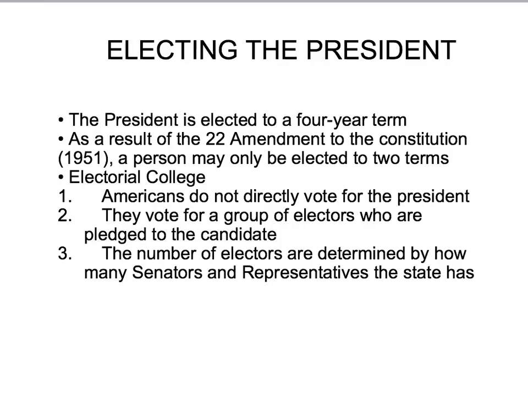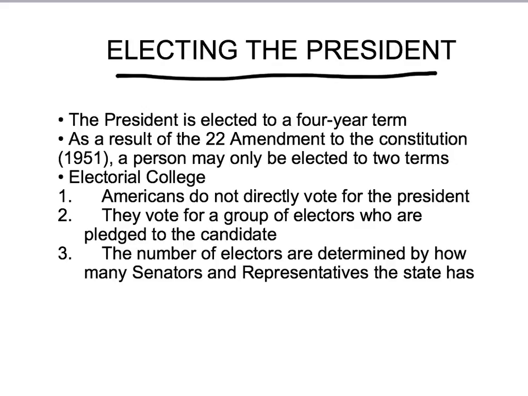All right. Let's get down to it. Let's elect the president. Electing the president. Again, I kind of got ahead of myself earlier. I should have waited, but hey, whatever. Get to hear it twice. The president is elected to a 4-year term. We've talked about that. And as a result of the 22nd Amendment, a person may be elected to 2 terms. No more than 2. But it's a different election process. Okay?